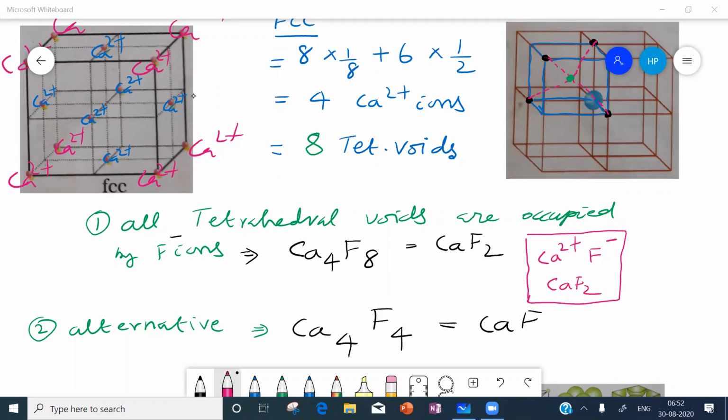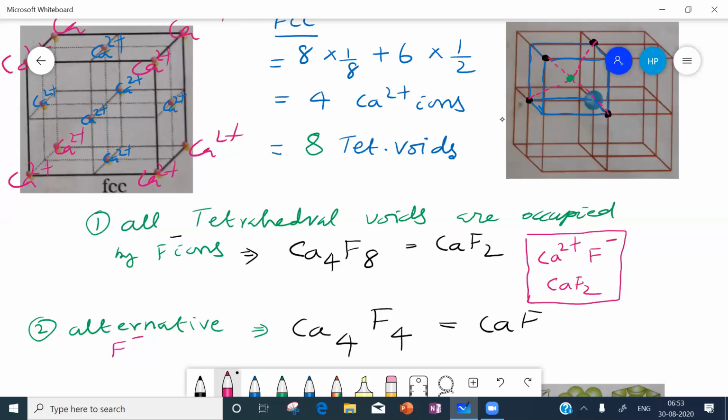Alternate tetrahedral voids are occupied by F minus ions. Number 2 is, alternate tetrahedral voids are occupied by F minus ions. Now per unit cell contains 4 calcium ions, so calcium is 4. Alternate tetrahedral voids are occupied by F minus ions means out of 8 tetrahedral voids, 4 are alternate. So 4 tetrahedral voids are occupied by F minus ions. Therefore F is 4.